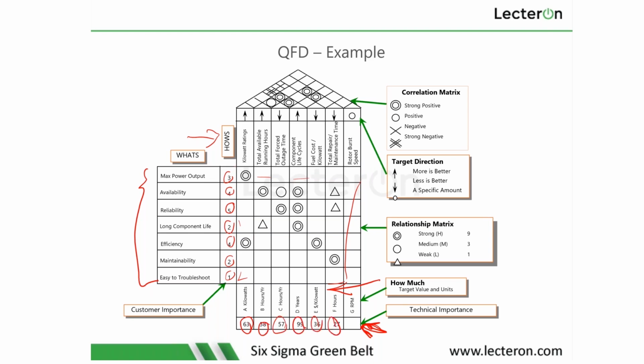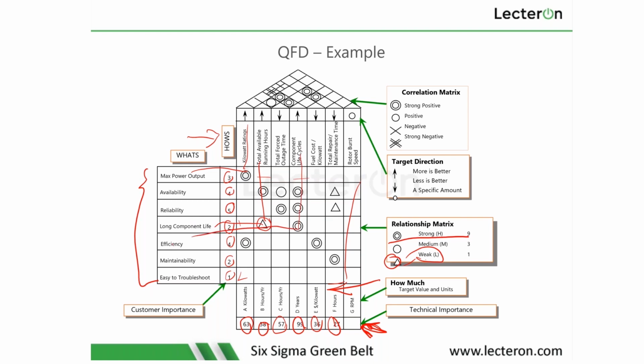In here is the relation you will find. For example, maximum power output and the kilowatt ratings: you will find it's a strong relationship. If we are talking about long component life, it has a weak relation with total available running hours, which is the triangle. And long component life has a strong relation with the component life cycle.